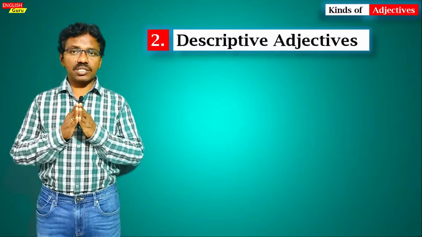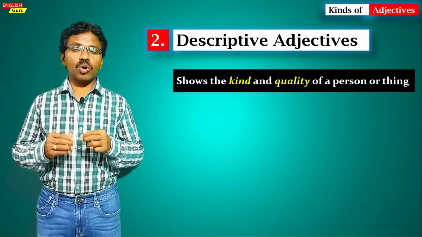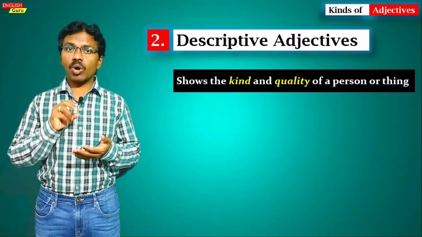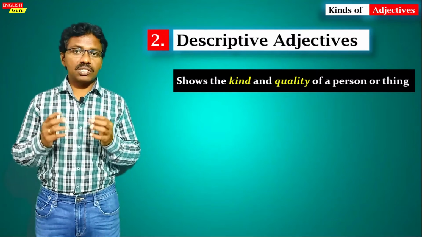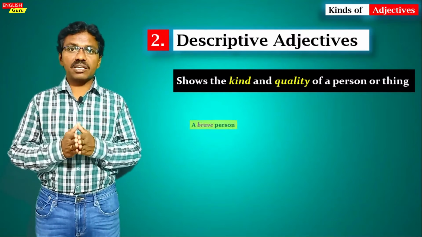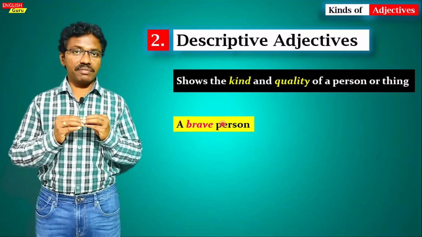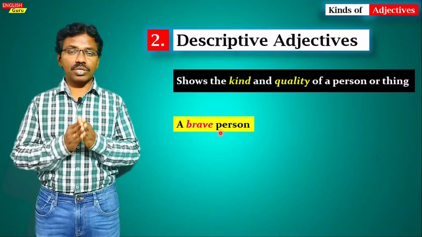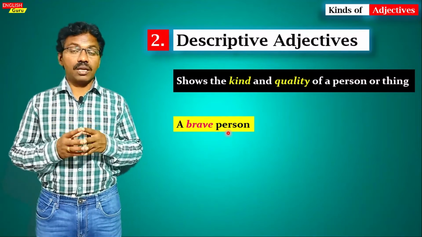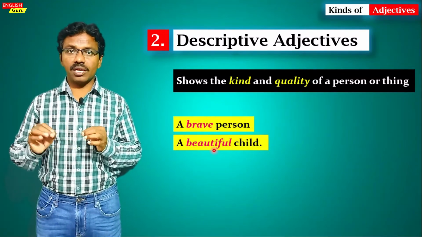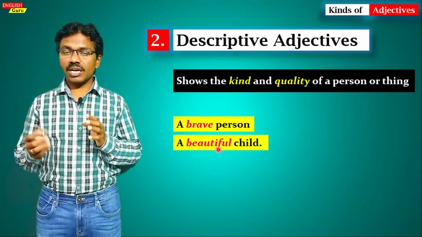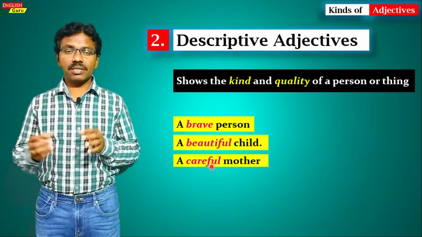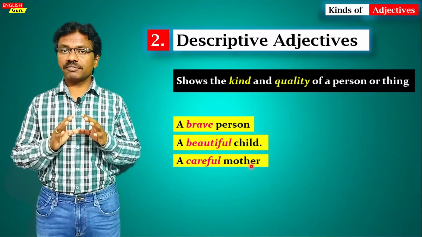And the second one is descriptive adjectives. Descriptive means qualifying. So descriptive adjectives show the kind and the quality of a person or a thing. So describe a person or a thing. For example, a brave person. The word brave talks about that particular person. So brave is describing a person. So it is a descriptive adjective. In a similar manner, a beautiful child. Beautiful, describing that particular child. So descriptive adjective. A careful mother. Careful, describing the mother. So careful is a descriptive adjective.